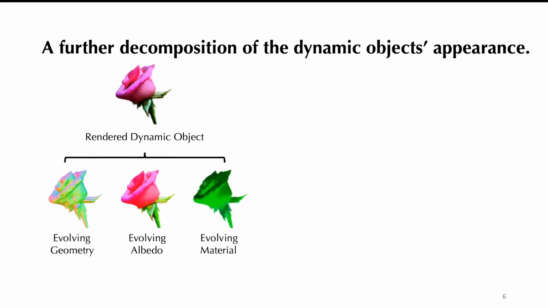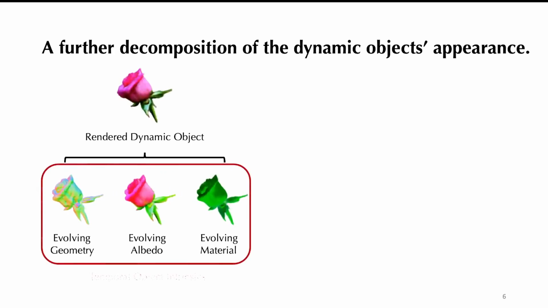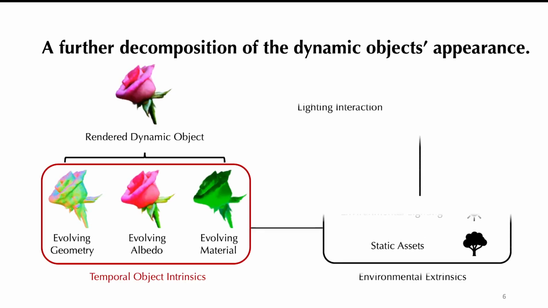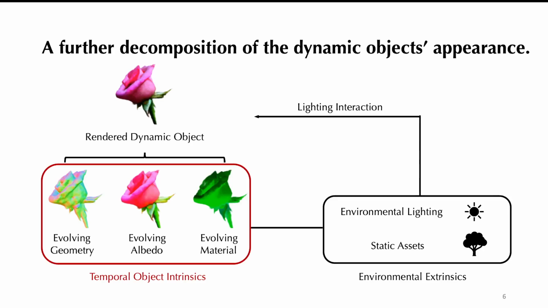However, if we look closer at the evolving rose, we can realize that it is not the superficial RGB rendering of the rose that is changing over time. The true underlying properties that change are its geometry, albedo, and material. We collectively call these evolving properties temporal object intrinsics. These intrinsic properties can interact with different extrinsic conditions to produce different appearances.